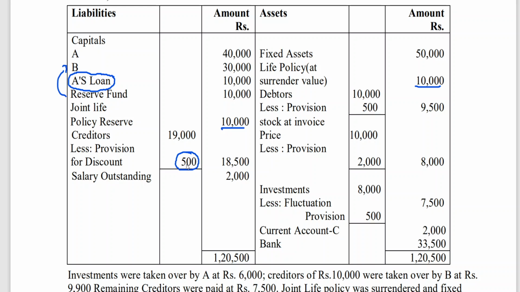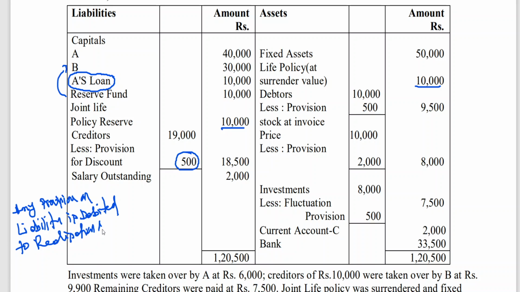Creditors less provision for discount. I told you, any provision on the liability side will be debited to the realization account. Please try to understand: any provision on liability is debited to the realization account. Okay, so this 500 is debited to the realization account.